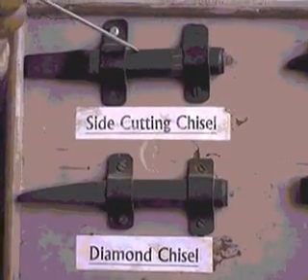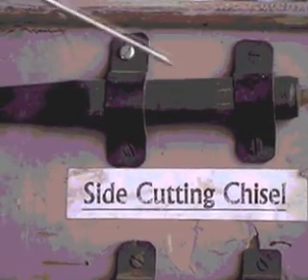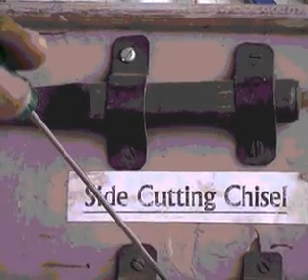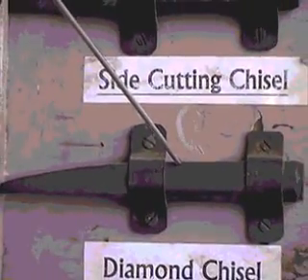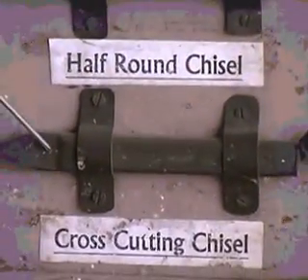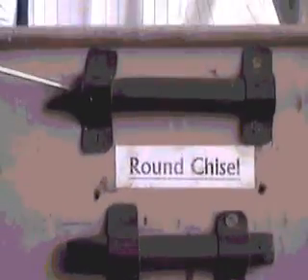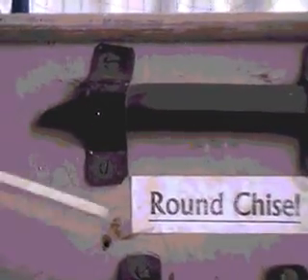The chisels now. First, the side cutting chisel. Second, we see the diamond point chisel. You can see the tip of these chisels. The half round chisel. The cross cutting chisel. The round chisel, and the flat chisel.